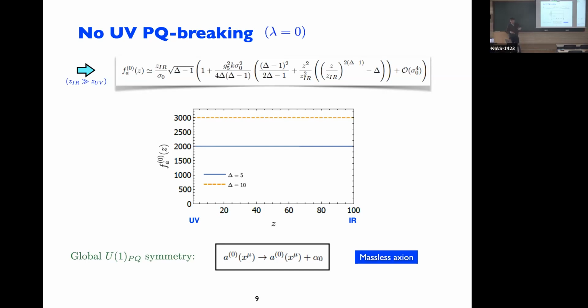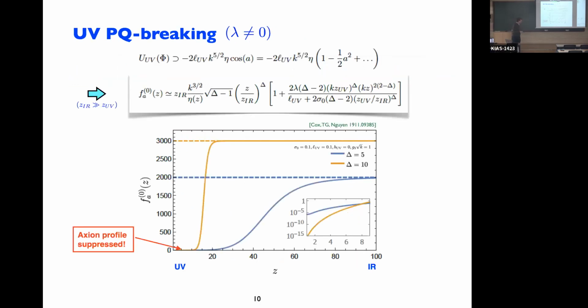to mimic gravity explicitly breaking the Peccei-Quinn symmetry. And so then you choose the boundary conditions. Well, first of all, you add a potential on the UV boundary that's going to explicitly break the Peccei-Quinn symmetry, and that's equivalent to having a non-zero lambda. And now you can again solve for the axion profile. And what you find now is the following.